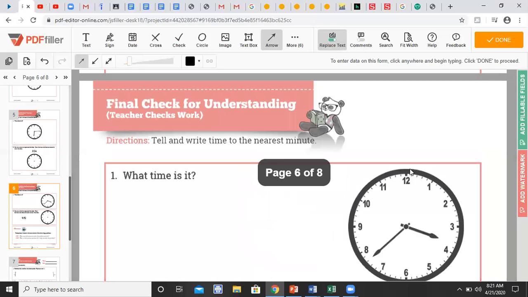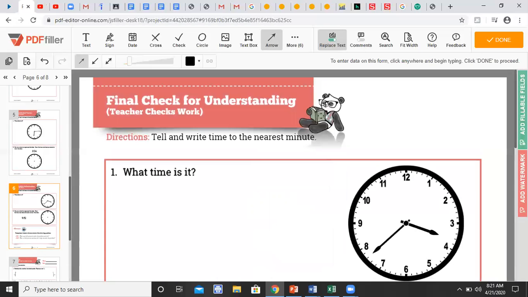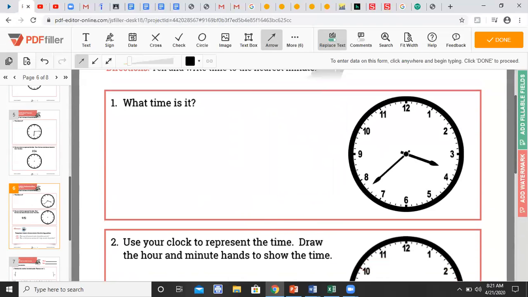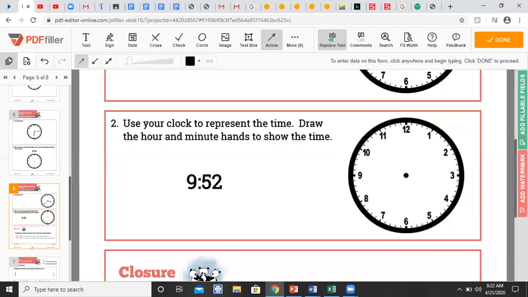So now, boys and girls, it is your turn. Go ahead and take a look at the final check for understanding, which you will do on your own. Questions 1 and 2.